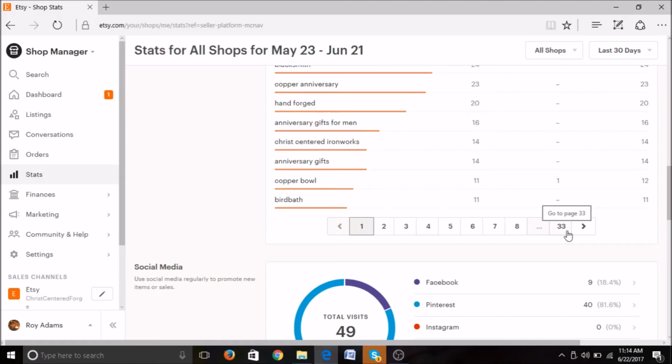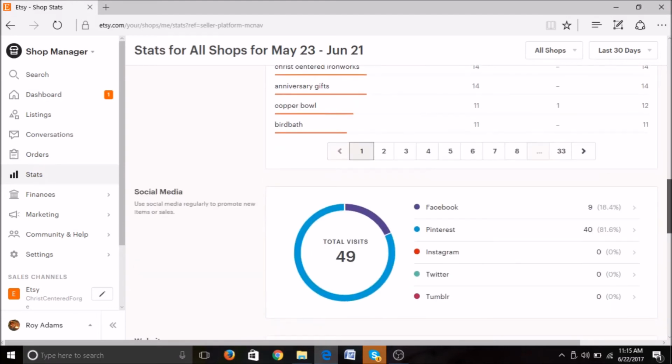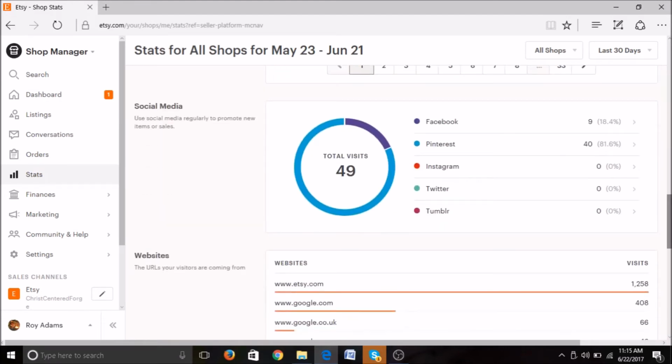The next thing that is on the list is social media. This is an area where we could definitely improve. Etsy makes it easy for you to share your listings on the different types of social media. Most of our views are coming from Pinterest, surprisingly, 81%. So somebody on Pinterest is sharing our items, and that's generating some interest there.